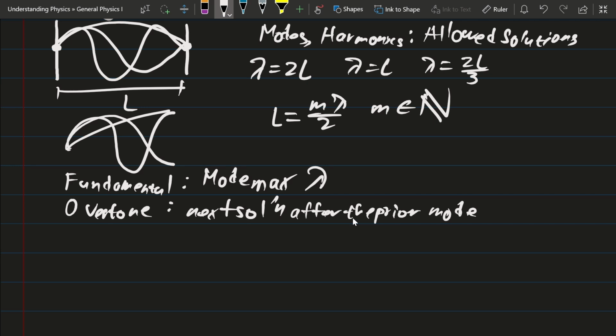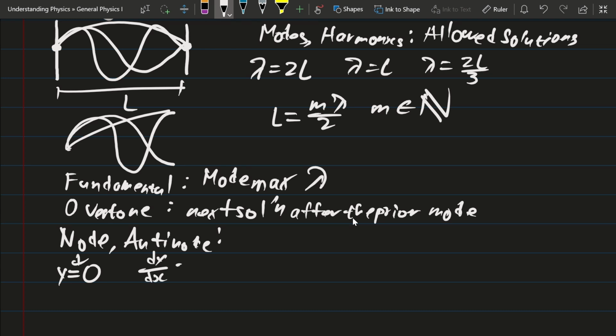And lastly, there's something which we call a node and antinode. So what are those? Nodes are basically points where the displacement is zero, while the antinode is where it is at its max, or the dy over dx is zero. So that's basically the extrema, and the node is the one that doesn't change. So that's the thing about standing waves.